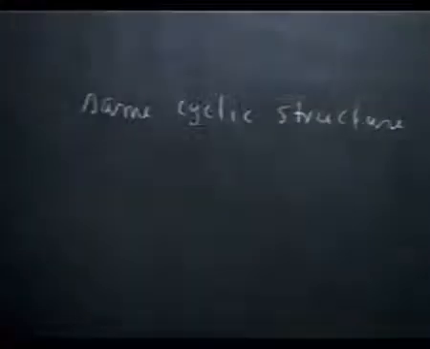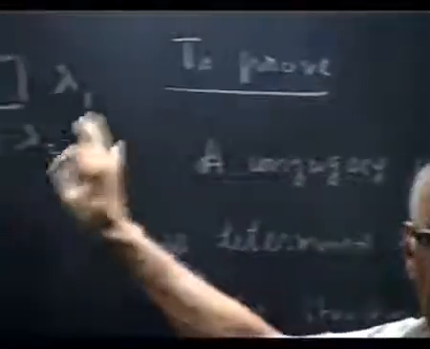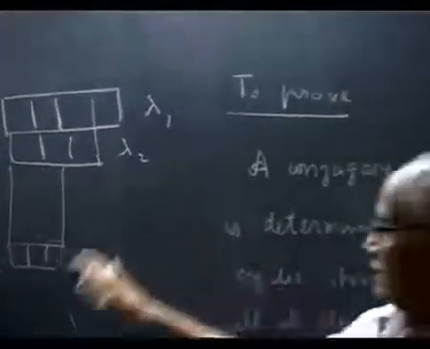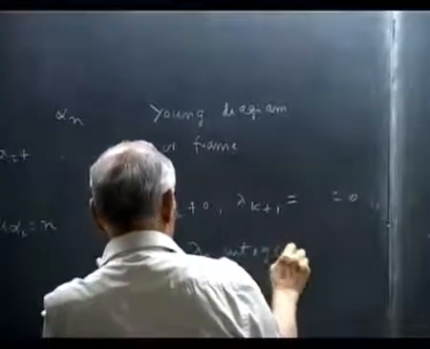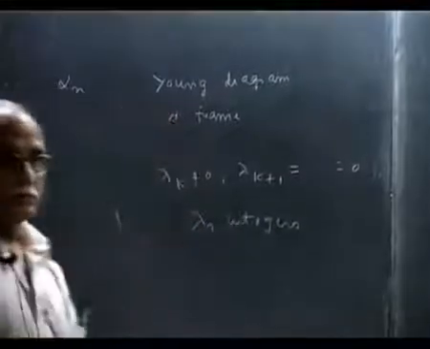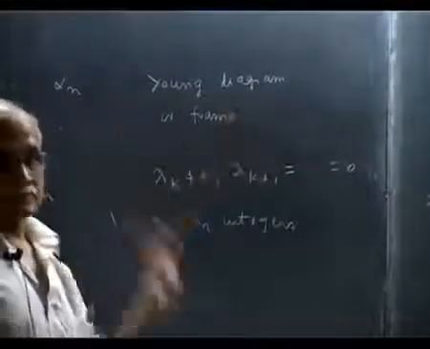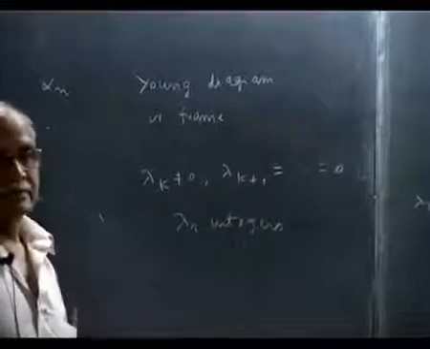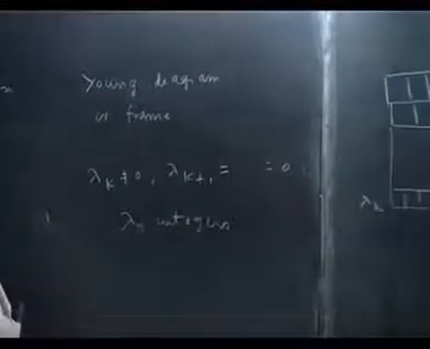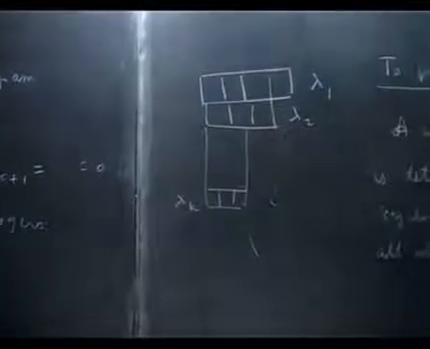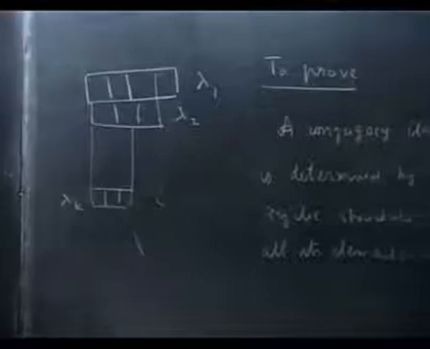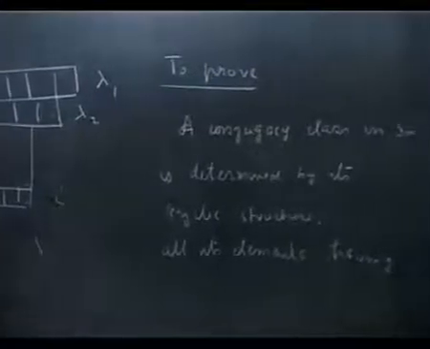If you give me a partition of integer n, where the lambda i's fulfill this, and of course lambda i are integers, this one fixes a class. So the number of such frames in Sn determines the number of inequivalent irreducible representations. This is the basic result.